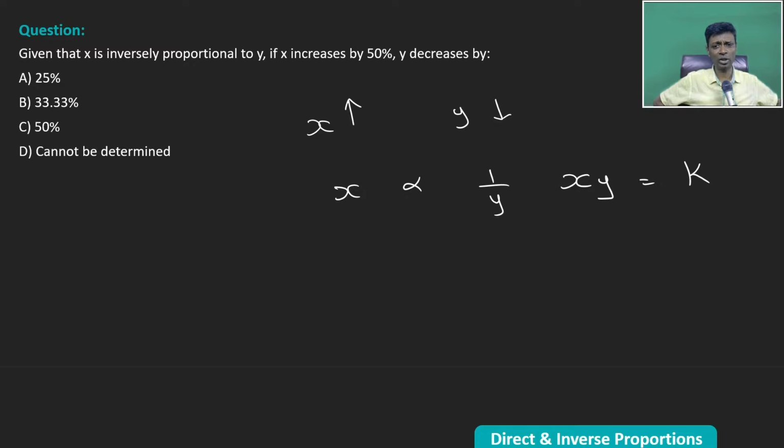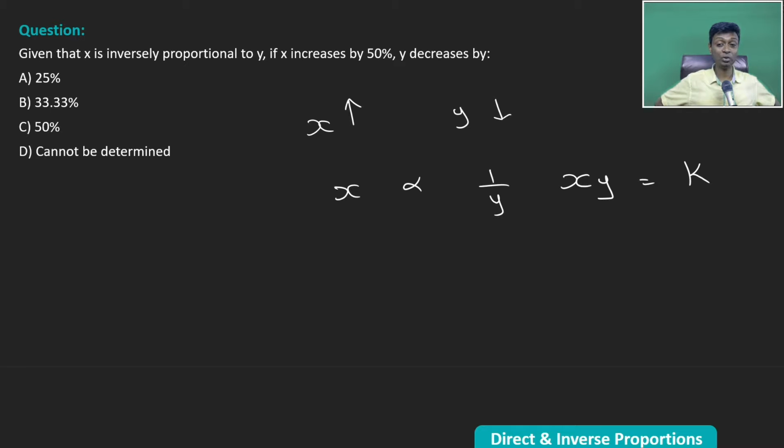That means if x goes up, y will come down. If x goes down, y will come up. Not just that, it will move in sync. What do you mean by that? If x goes up and becomes double of what it was, y will go down and become half of what it was. If x doubles, y will halve. If x halves, y will double. If x becomes thrice of what it was, y will become 1/3 of what it was.